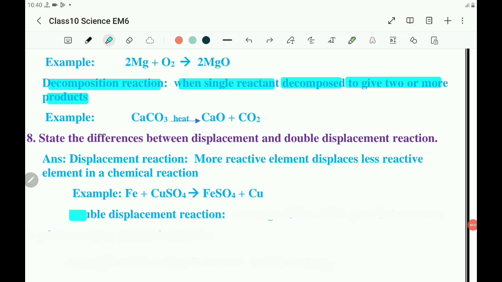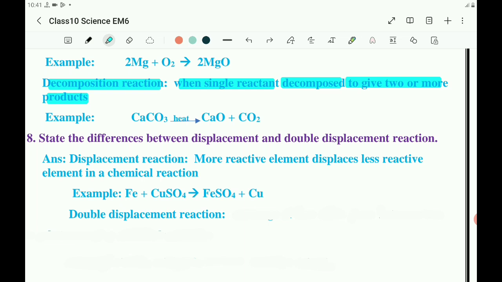Then what is double displacement reaction? It is a chemical reaction in which exchange of ions takes place between two ionic substances in a chemical reaction. Here what is double displacement? Exchange of ions takes place. Positive ion of one compound is displaced by the positive ion of the other compound, and negative ion of one compound is displaced by the negative ion of the other compound.